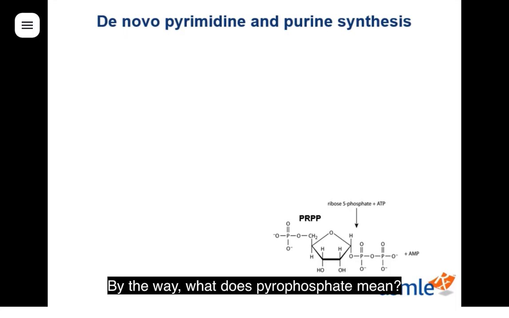By the way, what does pyrophosphate mean? It's just two phosphate molecules together. This is going to be one of the many examples in this chapter where you don't need to know the exact molecular structure of something, but being able to appreciate its general properties will help you understand the bigger picture.